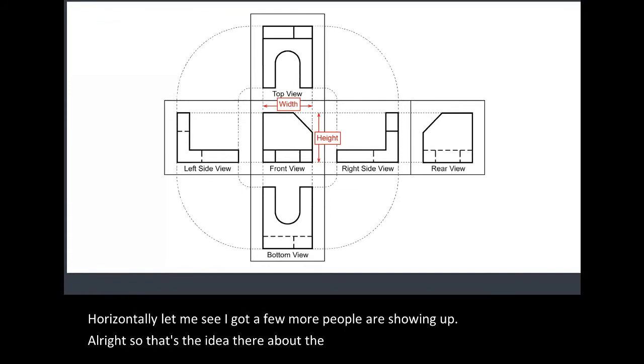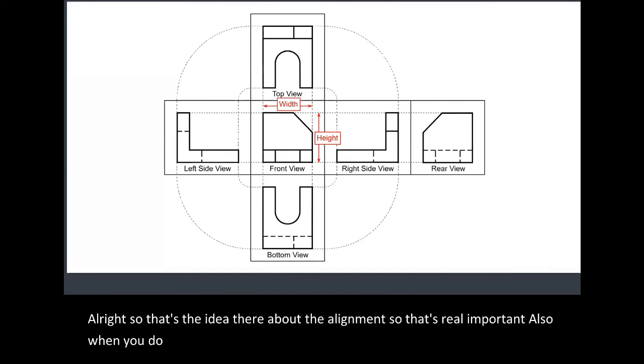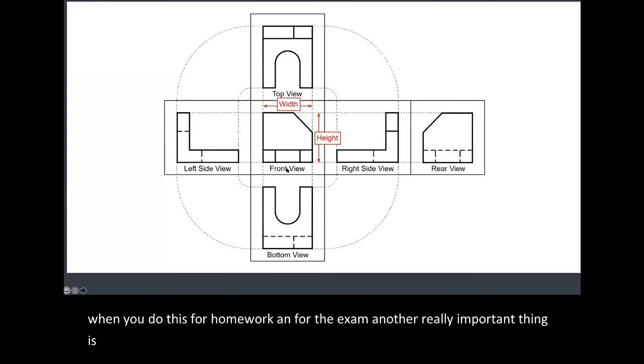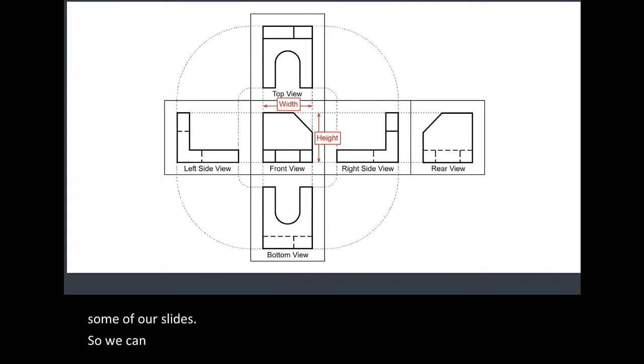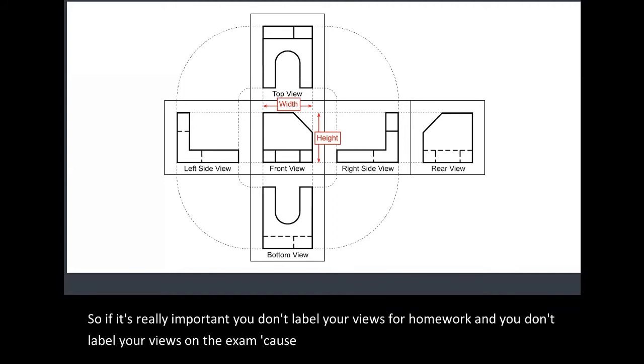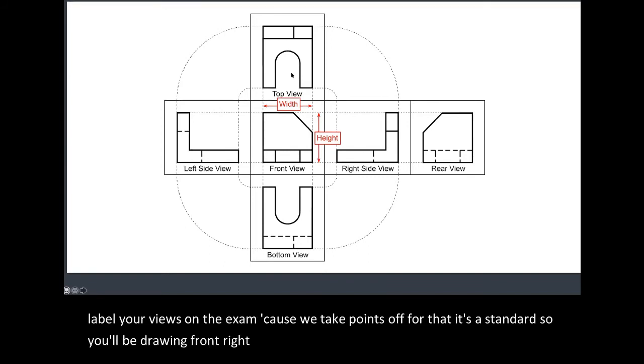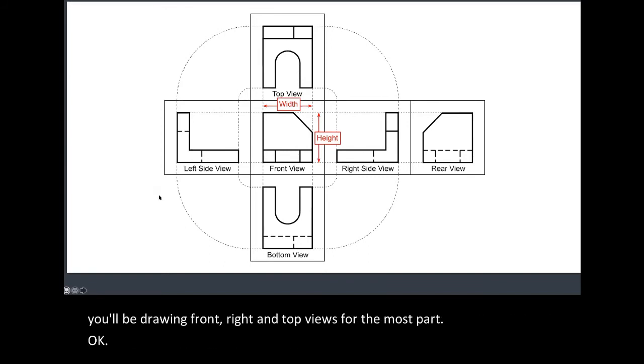That's real important. Also, when you do this for homework and for the exam, another really important thing is you don't label your views. You don't say front, right, top. We label them in some of our slides so we can talk about the different views while you're learning about them. But you don't label your views for homework and you don't label your views on the exam, because we take points off for that. It's a standard, so you'll be drawing front, right, and top views for the most part.